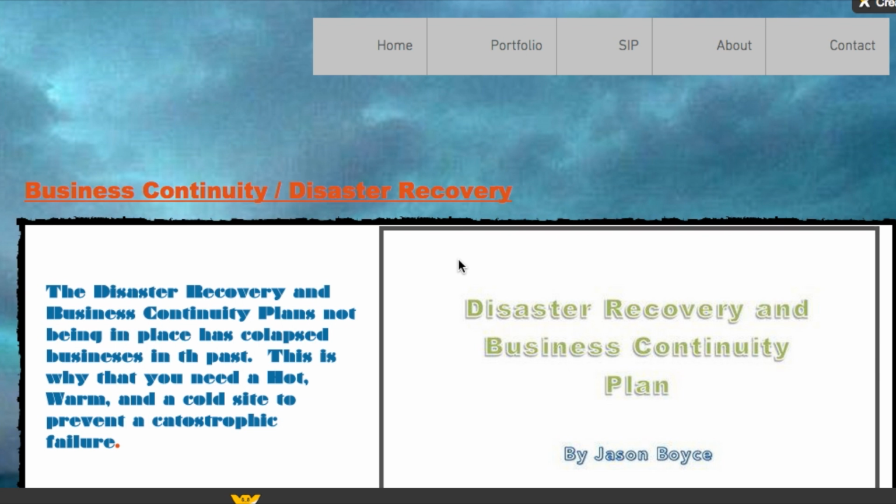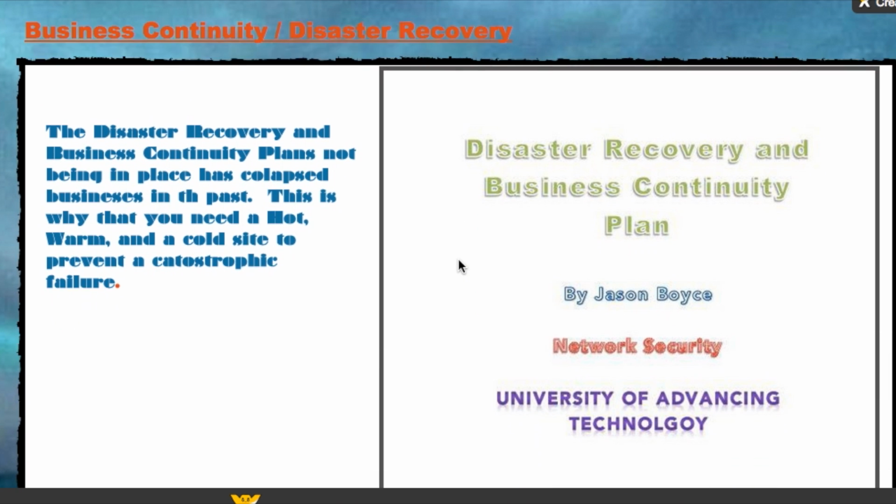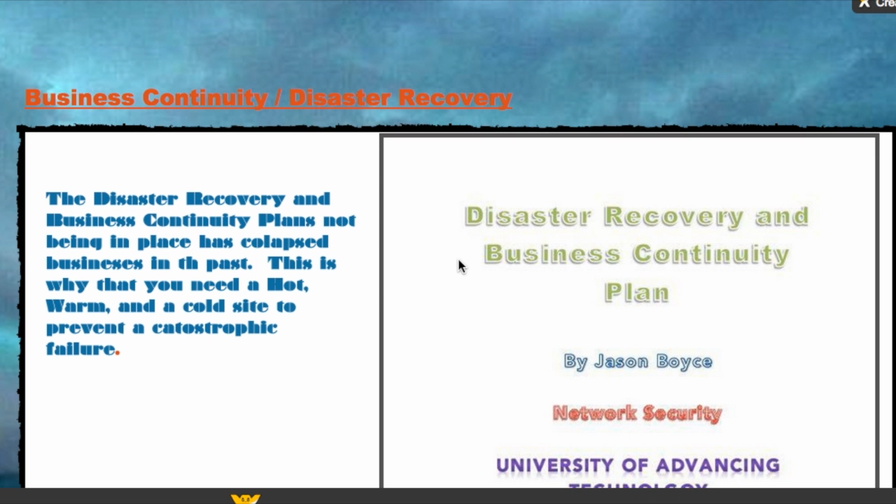A key thing for major businesses today to think about is disaster recovery and business continuity plans. As we saw from Hurricane Katrina, there is definitely a chance that you could have a catastrophic event that would wipe out your entire business. So it is very important that you have a hot site, which is a site that's completely ready for you to just jump to, and it's basically running at the same time as your other site.